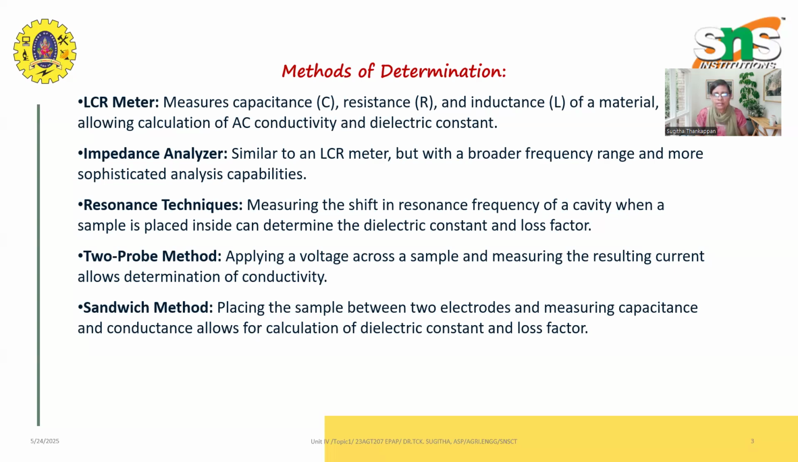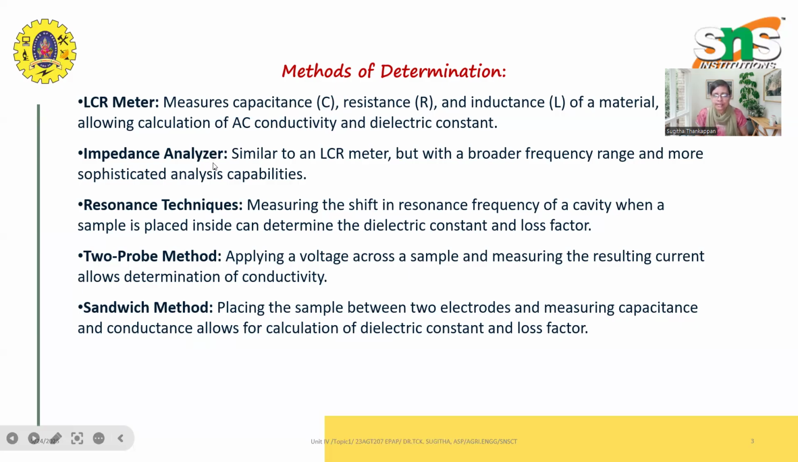Then what are the methods of determining this conductivity or dielectric constant? There are certain methods called the LCR meter. This LCR meter will measure three parameters: the inductance, resistance, as well as the capacitance. So capacitance is the ability to store the electric charge, and resistance is how it opposes the flow of the electric charge. And using this LCR meter, we can calculate all these parameters.